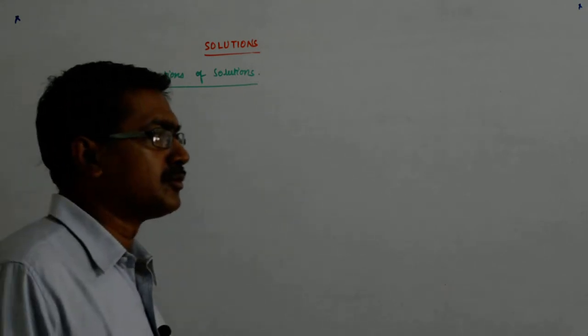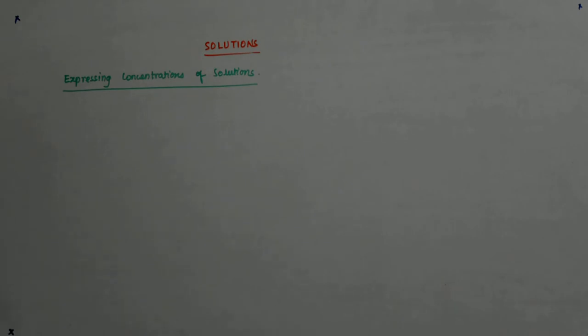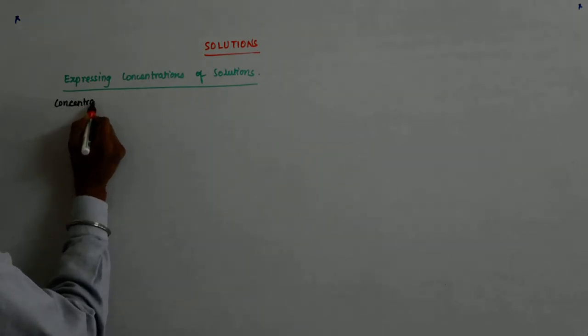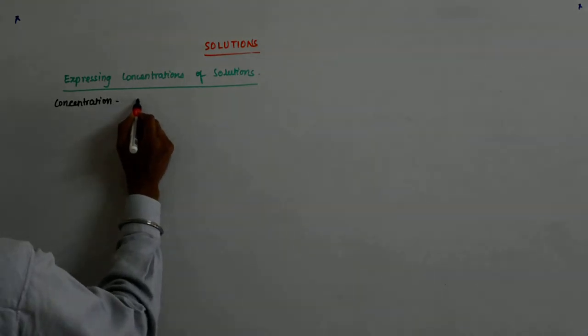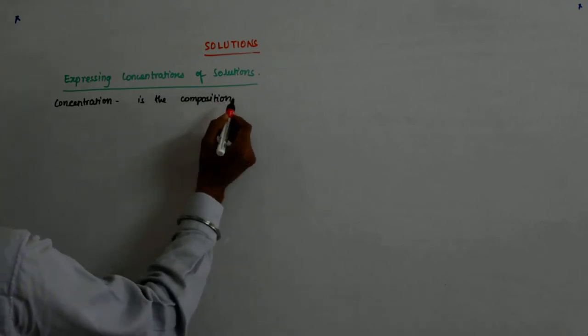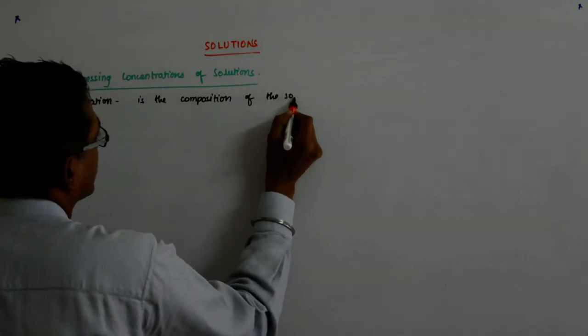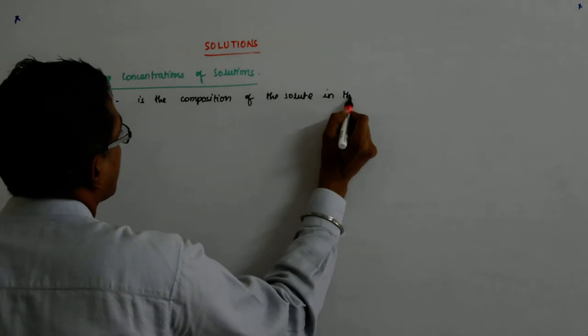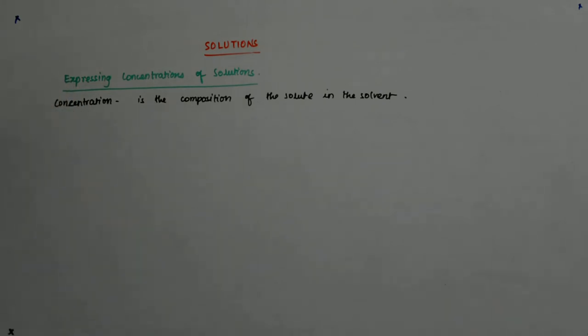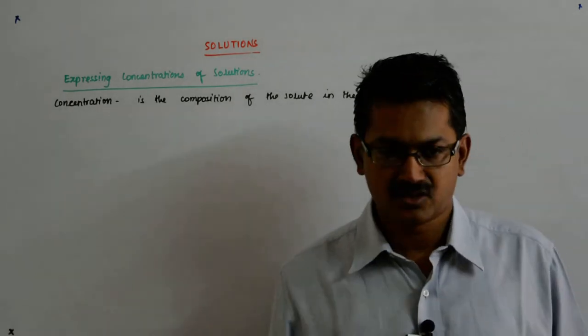So that's why you'd like to know the composition, and the composition of a component, normally the smaller component, that is the solute, is called the concentration. So the concentration is the composition of the solute in the solvent. By composition we mean how much, in how much.